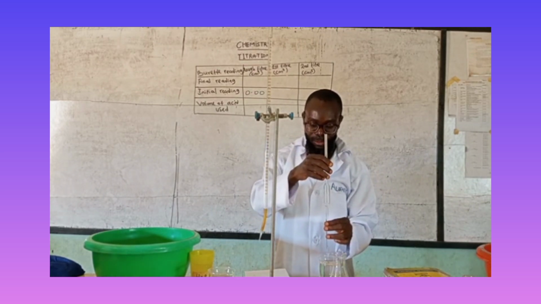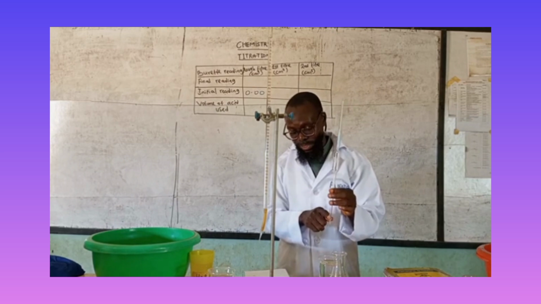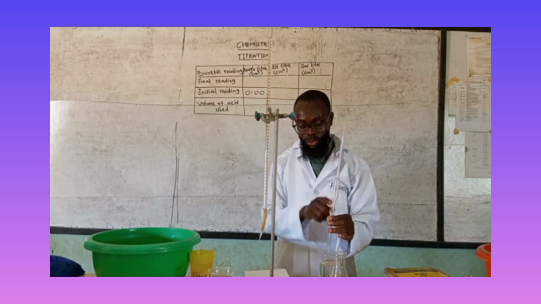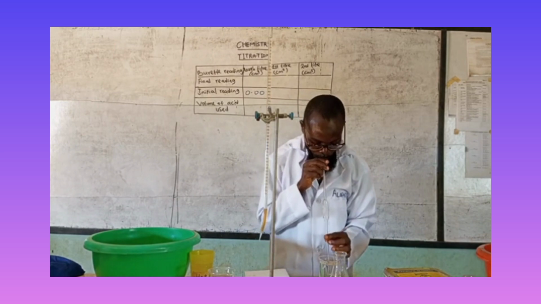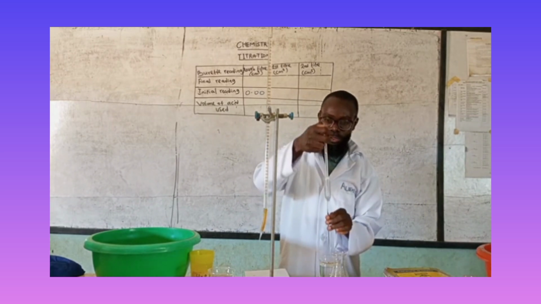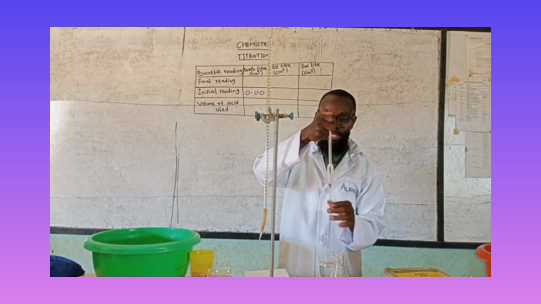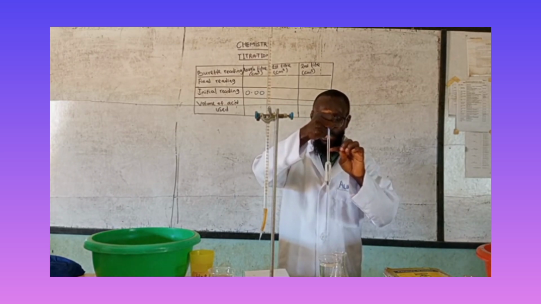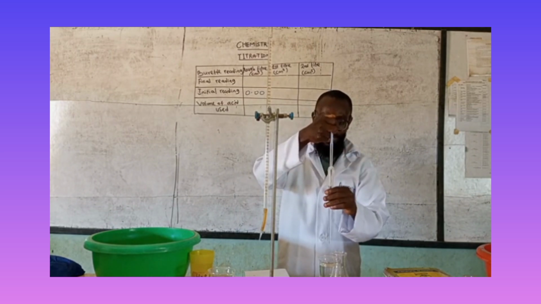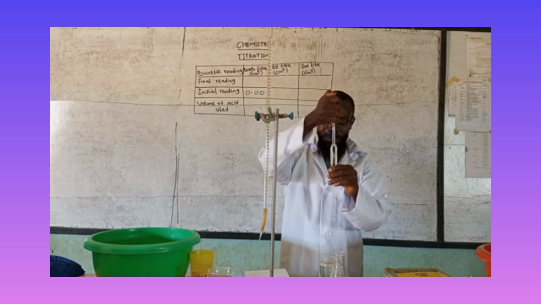When you are sucking your base, make sure that the tip here enters the solution and you don't allow bubbles to form. So you use the tip of your finger to close it. When you close it, the solution here is above the 25. This is 25 centimeter cube. This is above. So you release your fingertip a little bit. So you can see it's going down. Now this is my 25, my lower meniscus.